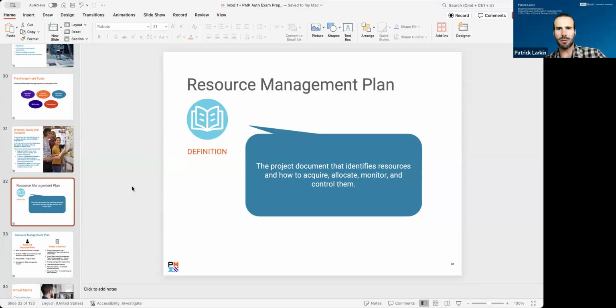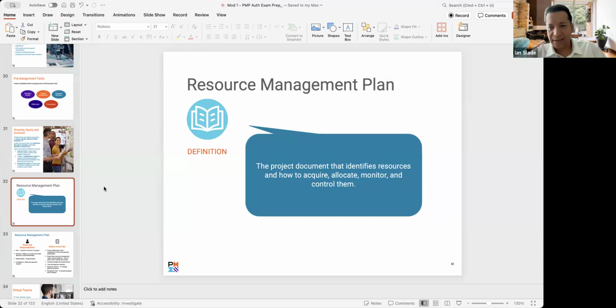Is that our stakeholder register? Yes, stakeholder register. So not to be confused with the resource management plan. So what is the biggest difference between the resource management plan and the stakeholder register?